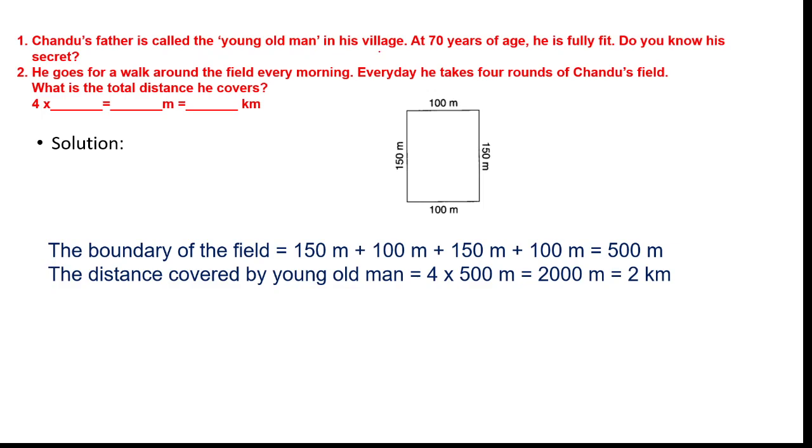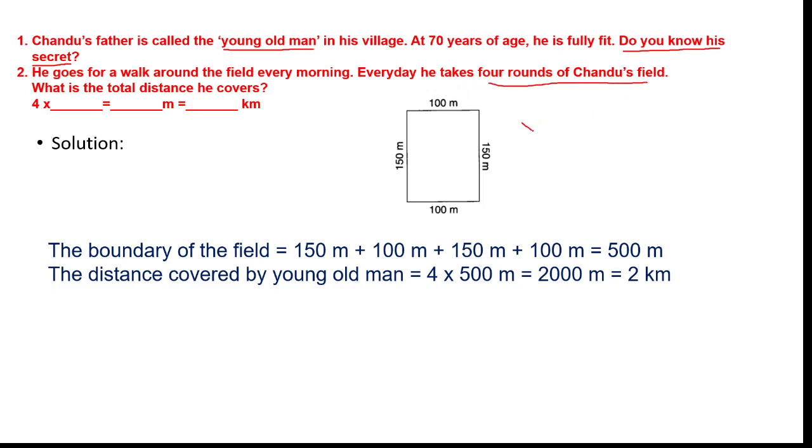At 70 years of age, he is fully fit. Do you know his secret? I think you all know his secret, because he goes for a walk every day. That's why he is known as the young old man in his village. He goes for a walk around the field every morning. Every day he takes 4 rounds of Chandu's field.